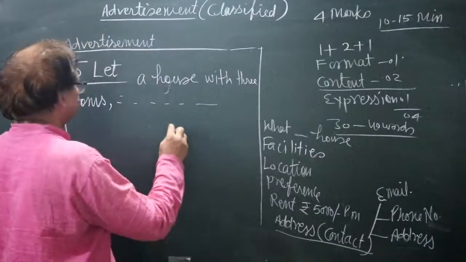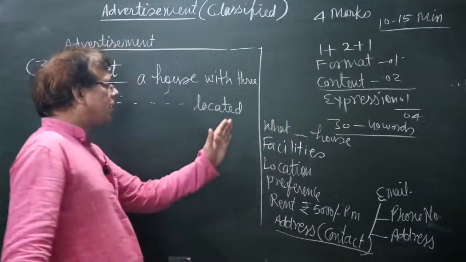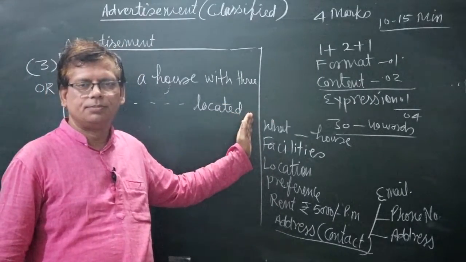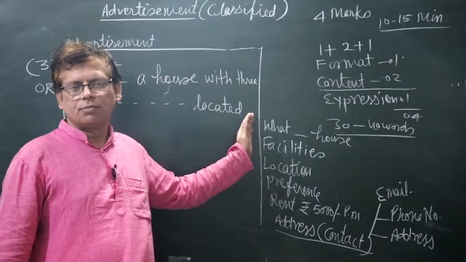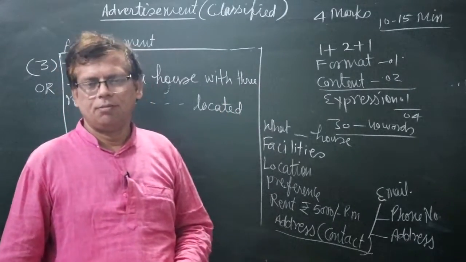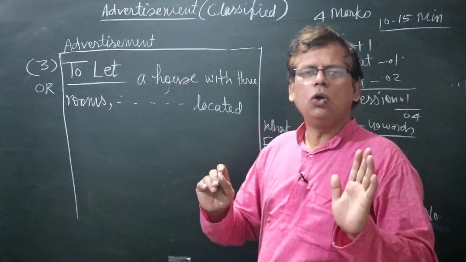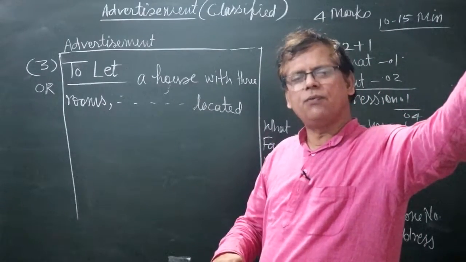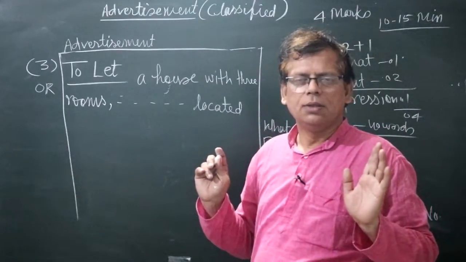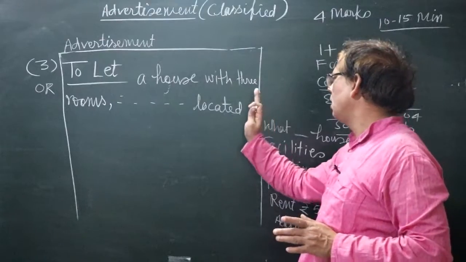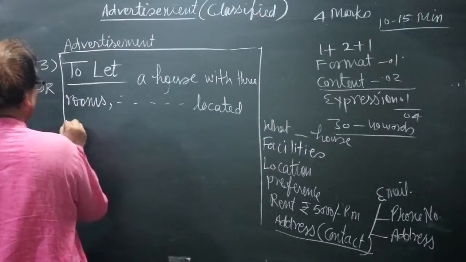Then locate it. Where is it located? Located at the main market of Krishnanagar. Located near picture hall. Located near highway plaza. There may be 2 situations. You may be living in the same house, or you may be living in a different place, in a different house, but this house is located away from the house you live in. This can also be the situation. Located near highway plaza.